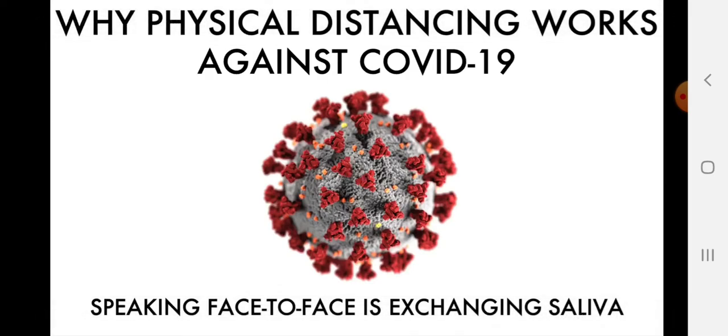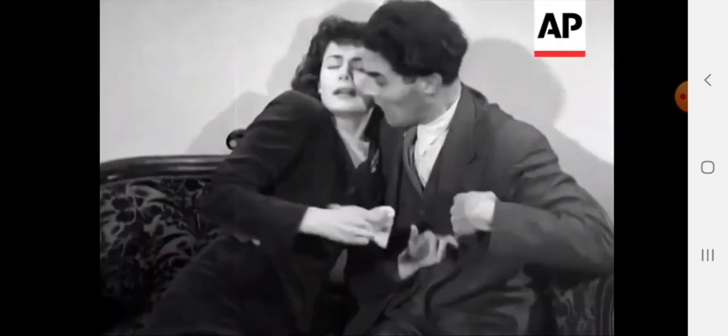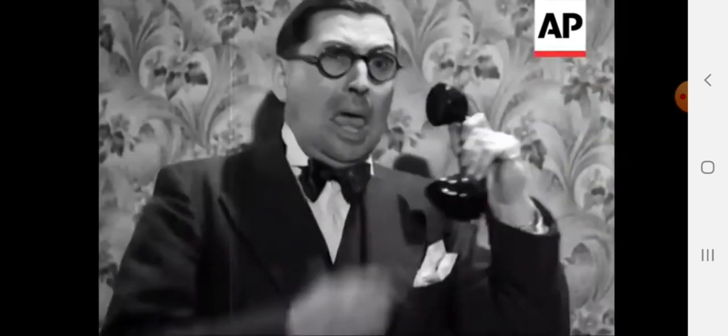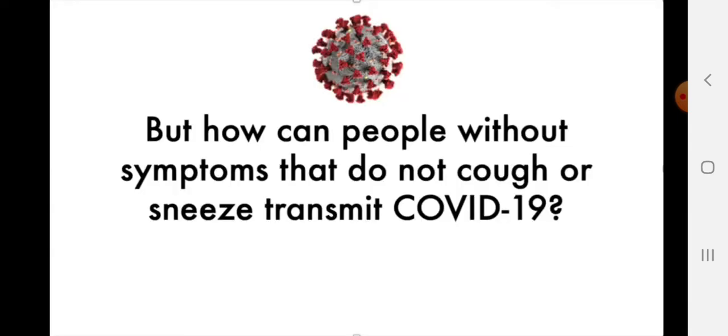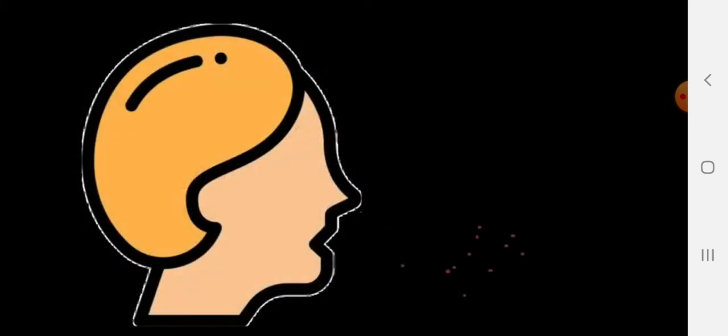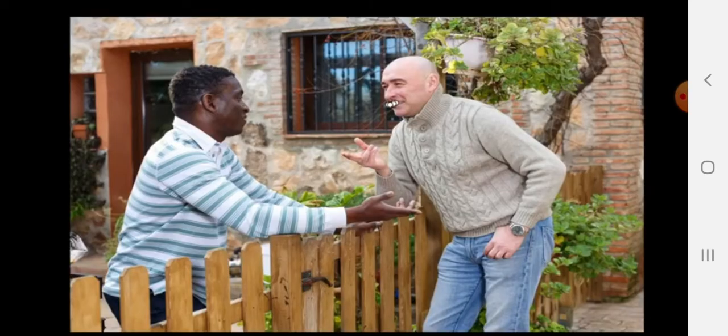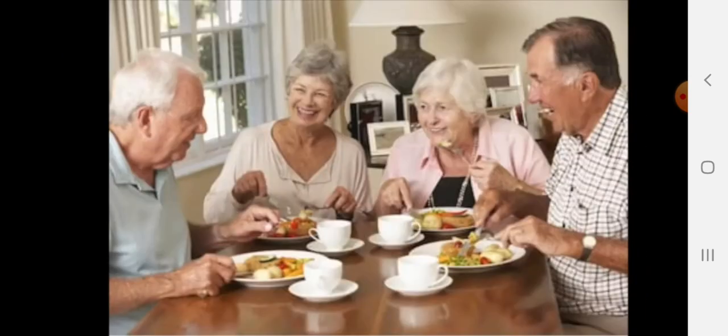Everyone knows that when you sneeze, tiny saliva droplets spray over a large area, and if they contain virus particles, they can make others sick. But how can people without symptoms, who do not cough or sneeze, transmit COVID-19? We spew out tiny droplets that drift around in the air and can be inhaled by people near us. If those droplets contain coronavirus particles, their next breath could trigger a new COVID-19 infection. These airborne droplets are fleeting and difficult to see.